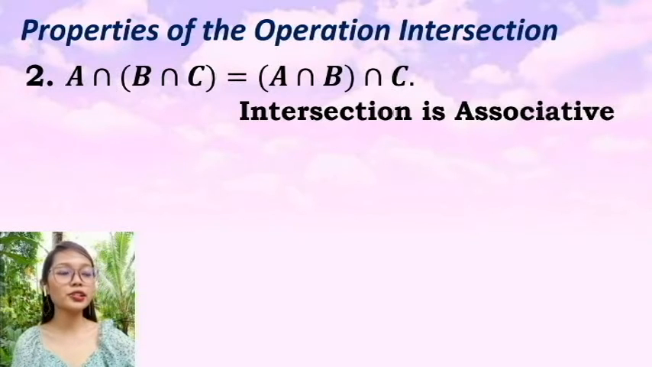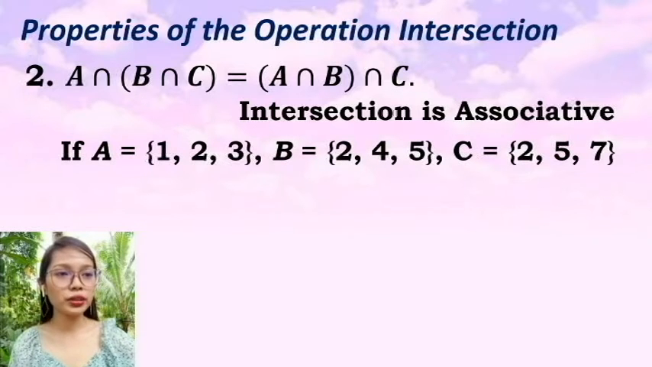Intersection is associative. So, A intersect the quantity of B intersect C is just the same as the quantity of A intersect B, intersect C. Let us see if this property is correct based on an example. We have set A, which contains 1, 2, and 3. Set B, 2, 4, and 5. Set C, we have 2, 5, and 7.